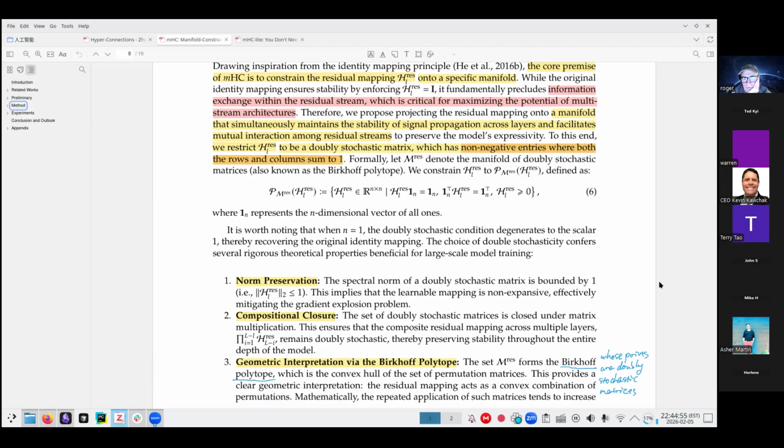So I don't know. There may be some downside to orthogonal, but I was thinking when I read this paper, you don't have to use doubly stochastic. You could use orthogonal.